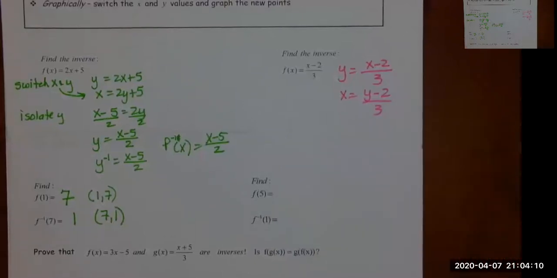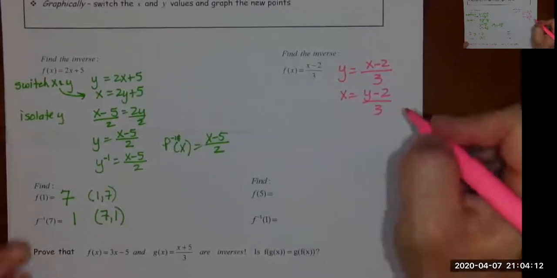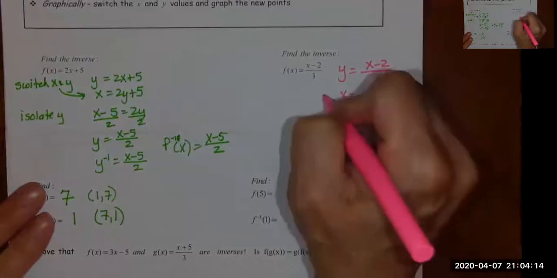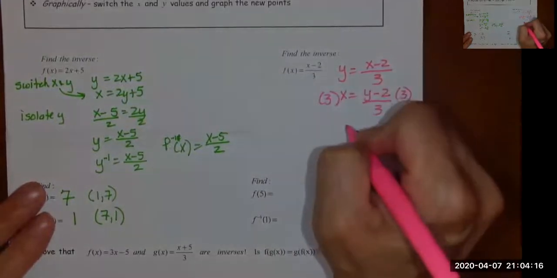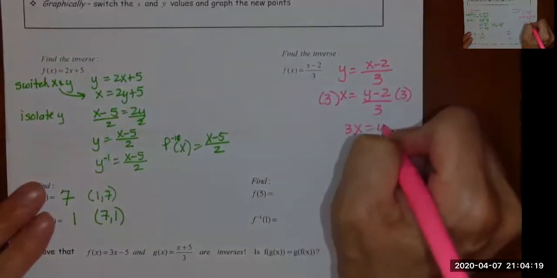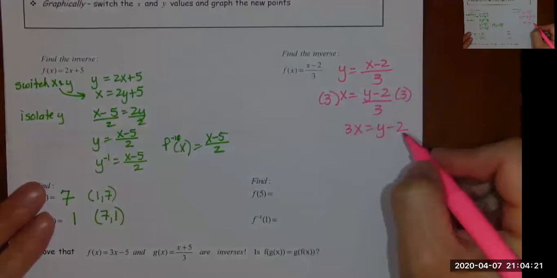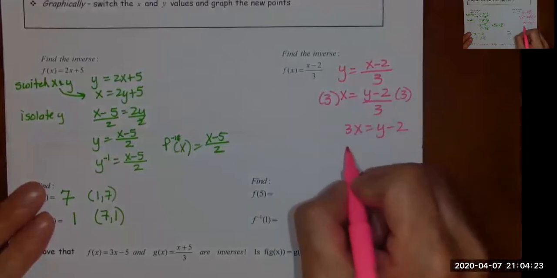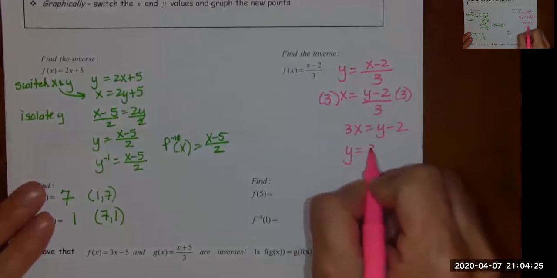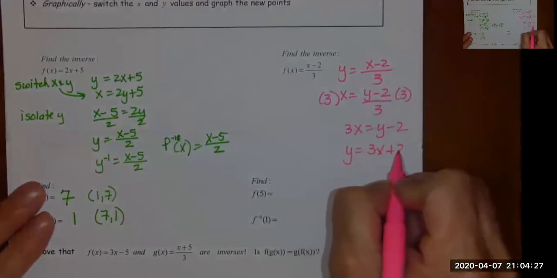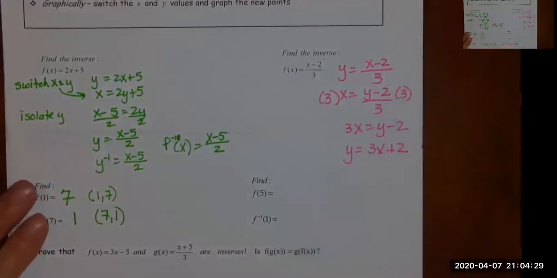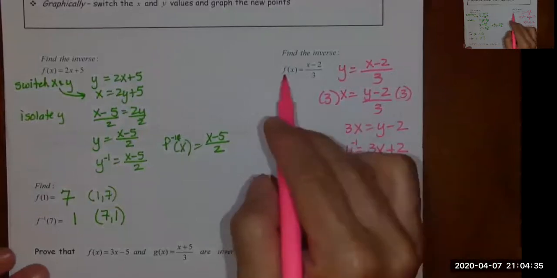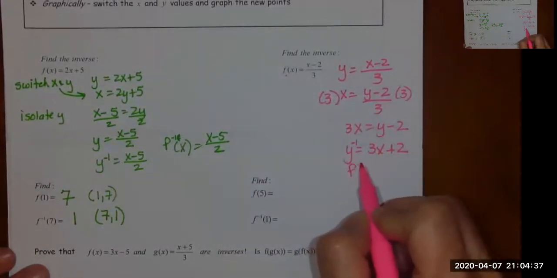Now we will get that y all by itself. So we're going to multiply both sides by 3. And we'll have 3x equals y minus 2. Then we'll add 2 to both sides. So y equals 3x plus 2. So we need to let people know that that's not just y, it's the inverse. So we'll put a negative 1. And really, they started with f, so we should end with f inverse.